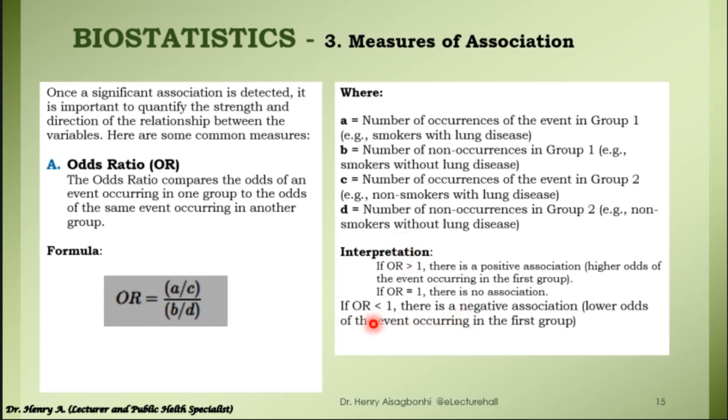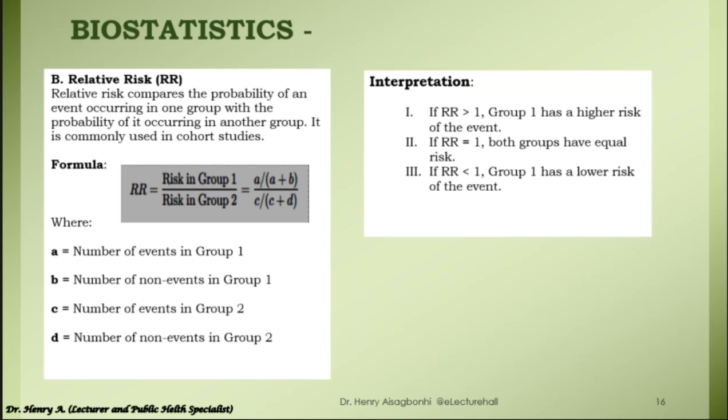But if the odds ratio is less than 1, then there is a negative association: lower odds of the event occurring in the first group. That is, there is a lower chance that it will occur. If it is greater than 1, there is a higher chance that it will occur. If it is equal to 1, there is no association established. So let's move to the next slide. Now we want to talk about the risk ratio.